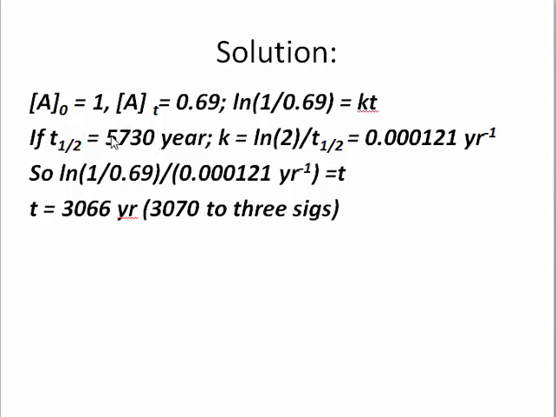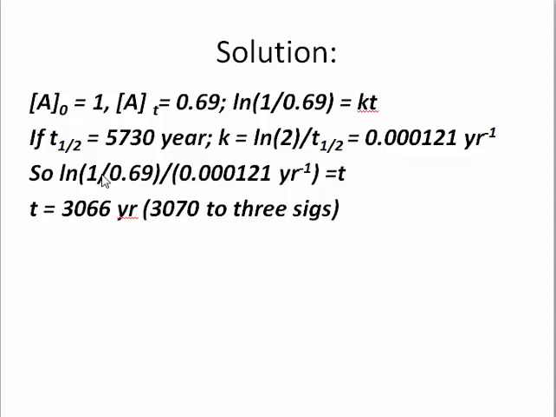Now if the half-life is 5,730 years, we have a half-life formula: K is natural log of 2 over the half-life. That allows us to solve for K if we know the half-life. We get a rate constant of 0.000121 reciprocal year. Units of reciprocal year, as you will see, are alright for the rate constant in this case, and we won't need to convert to seconds.